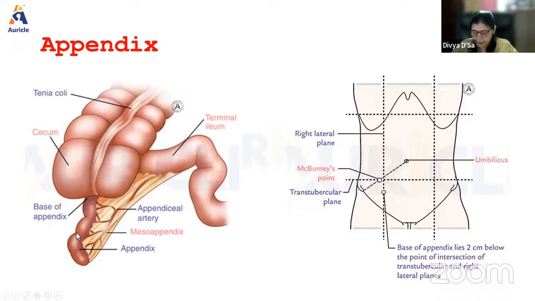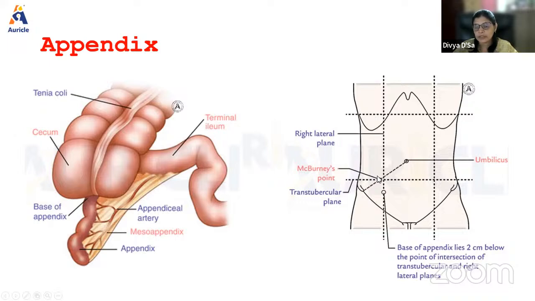The surface anatomy of this appendix is commonly asked, like in MCQs, and it can also be asked as a short answer question. Here, how we do it is we draw the transtubercular plane, which passes through the two tubercles of the iliac crest. We draw the right and left lateral planes, otherwise called the midclavicular lines, extending downwards. At the junction of the right lateral plane and the transtubercular plane, we have McBurney's point.